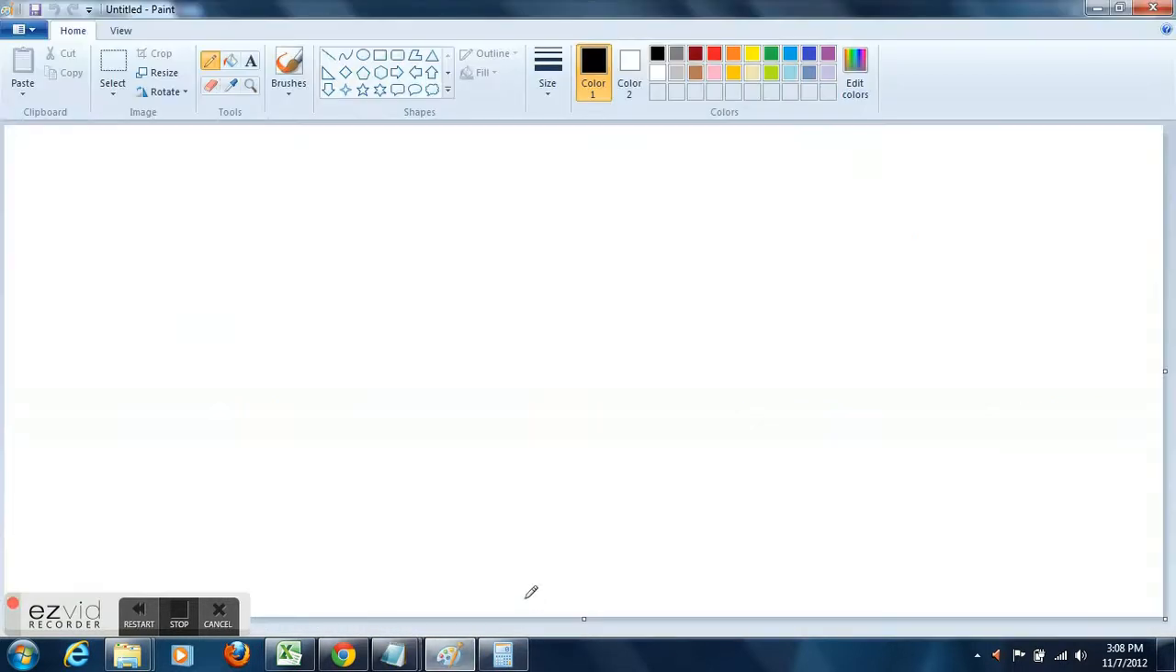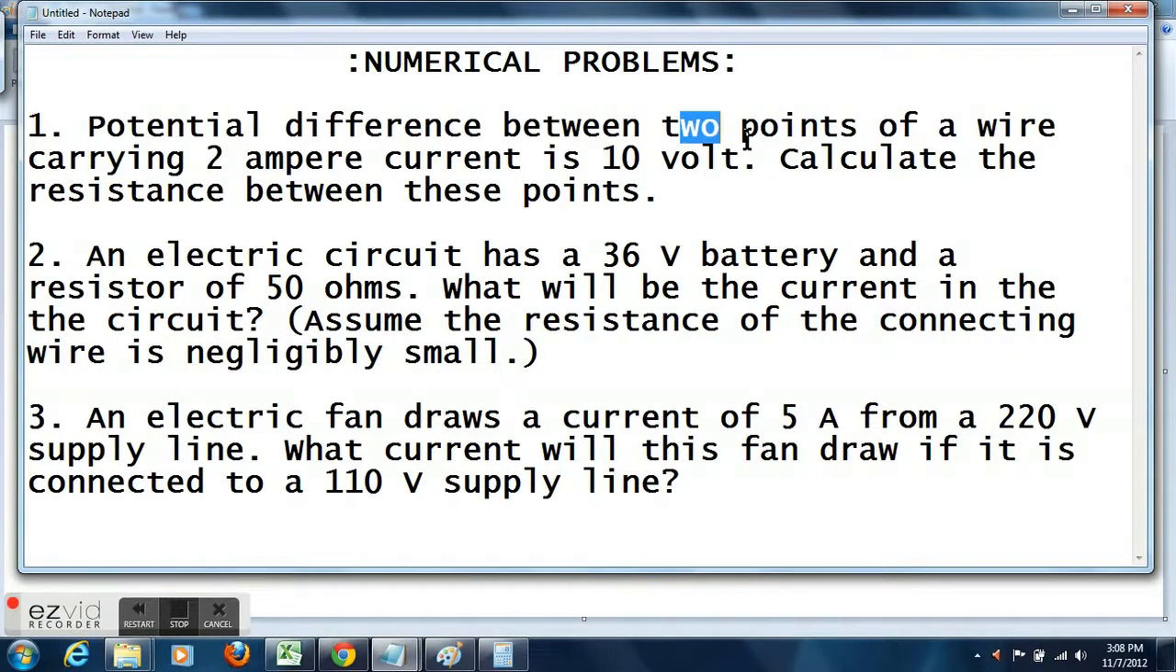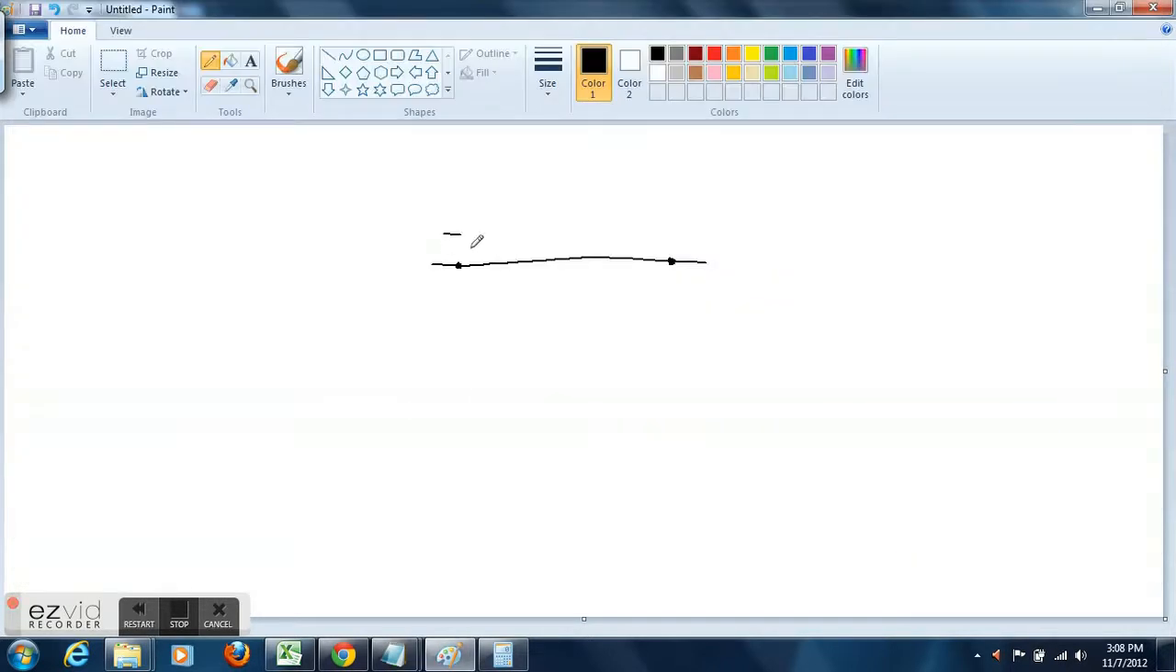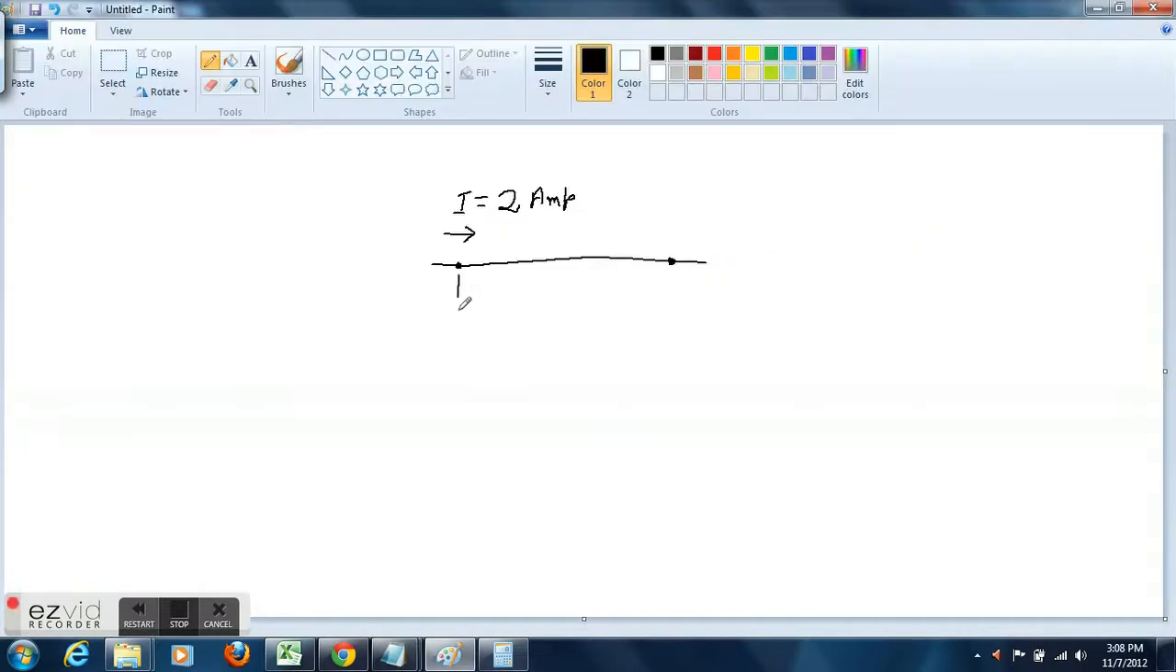Okay, let me start the first one. The first problem reads like this. So there is a metal conductor, and there are 2 points. Now the current flow in this electrical conductor is 2 ampere, I equal to 2 ampere. Current flow is 2 ampere, and between these 2 points the potential difference is 10 volt.